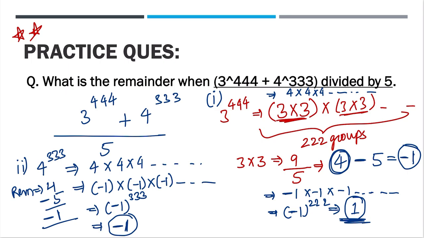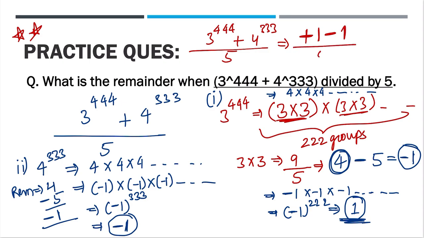So 3 raised to power 444 plus 4 raised to power 333 divided by 5. 3 raised to power 444 gave me a remainder of plus 1. The 4 raised to power 333 gave me a remainder of minus 1. I can do 1 minus 1 divided by 5, and what answer have we got? We have got 0. 0 is the answer to this question. I hope this part is clear.